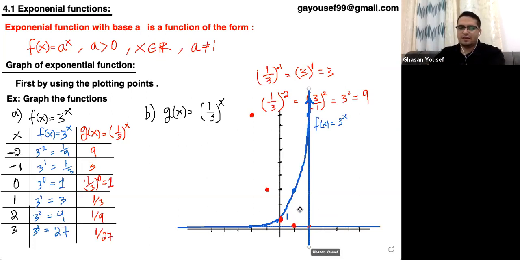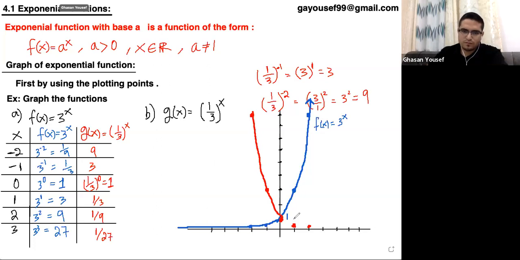Okay, let's now graph the blue curve. Here is the graph. The red curve will not touch the x-axis. It will move slowly closer to the x-axis here, but it will not touch it at all. The same thing here for the blue curve: f of x will be close to the x-axis but will not touch it.